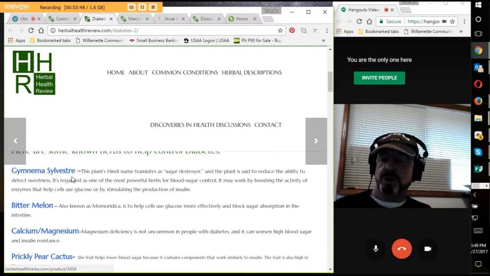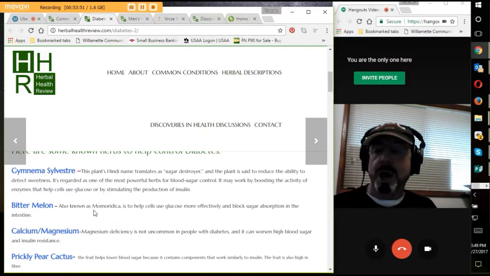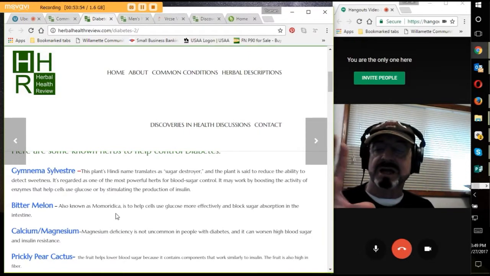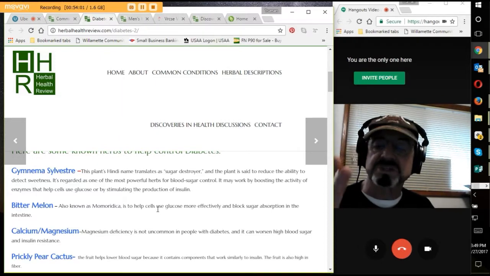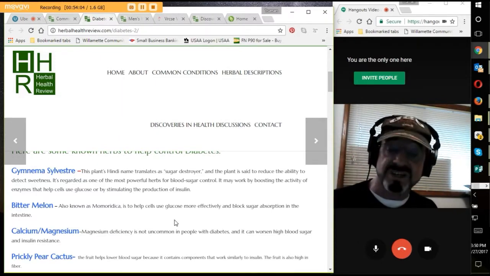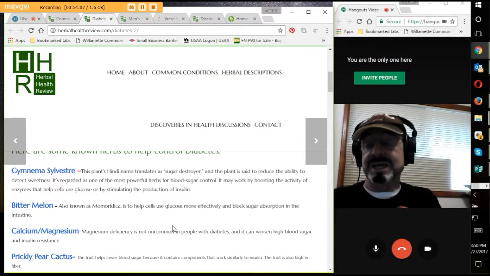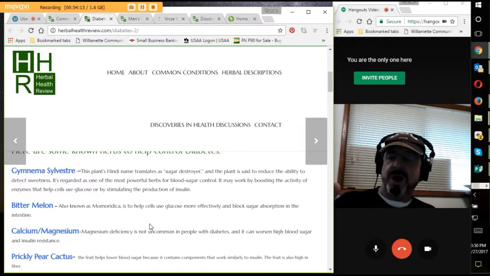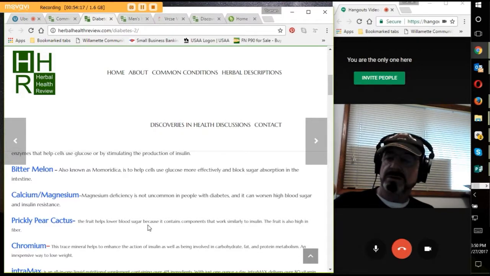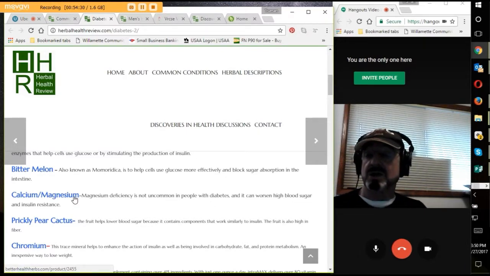And Gymnema sylvestre is one herb, but bitter melon is another, also known as momordica. It helps the cells to use glucose more effectively, and it blocks sugar absorption in the intestine. So when you start combining these correctly, all of a sudden, the problems that you're having with sugar are gone. Then you're taking calcium and magnesium, because it is a known common deficiency with people with diabetes. So we make sure that you get good high-quality calcium and magnesium.